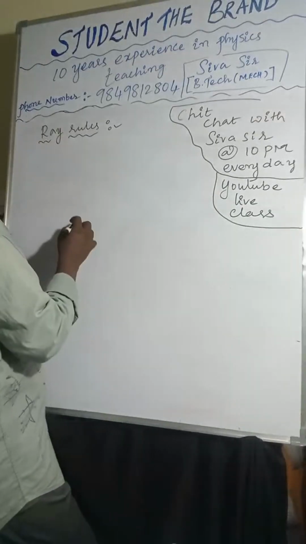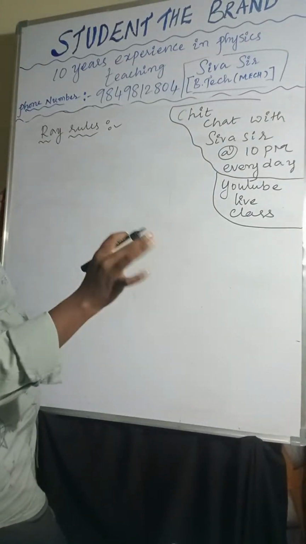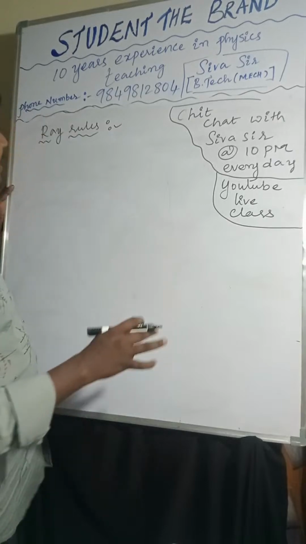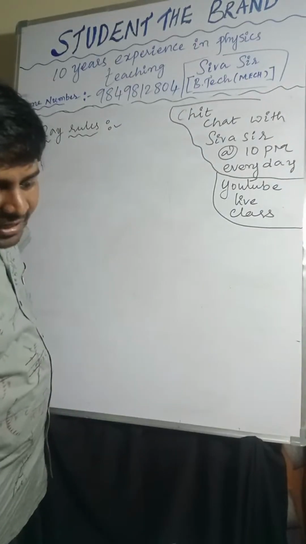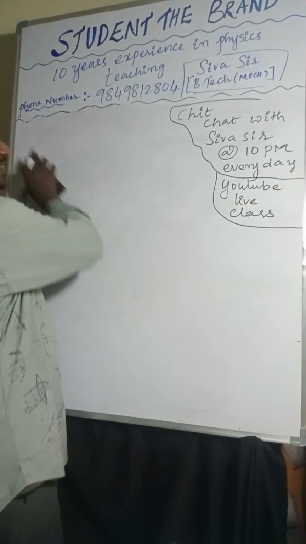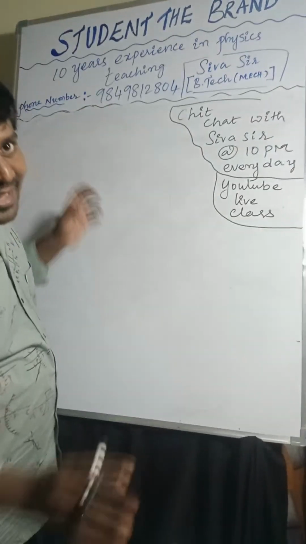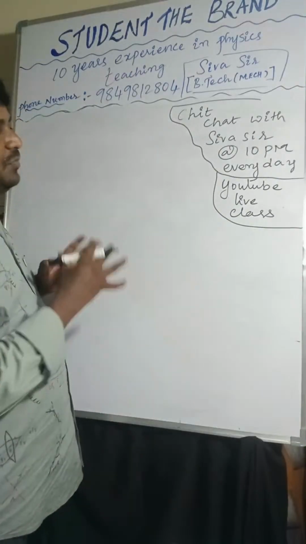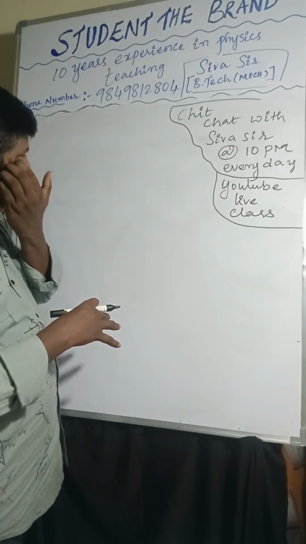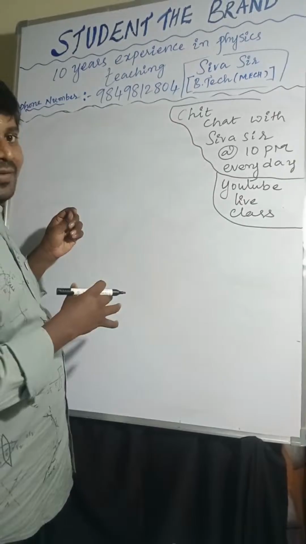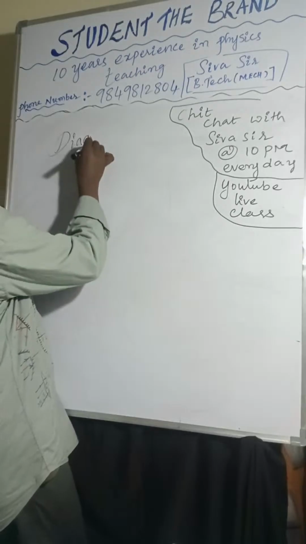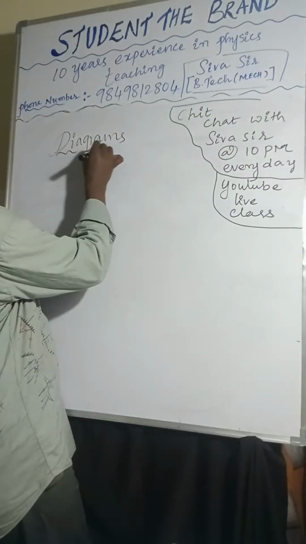So I'm going to the ray rules of convex. See how to draw the diagrams. Till now I explained only the concept. Now I am going completely into diagrams: where we have to take the object, how the image will form, how many light rays we have to take. Now I will explain how to draw the ray diagrams.